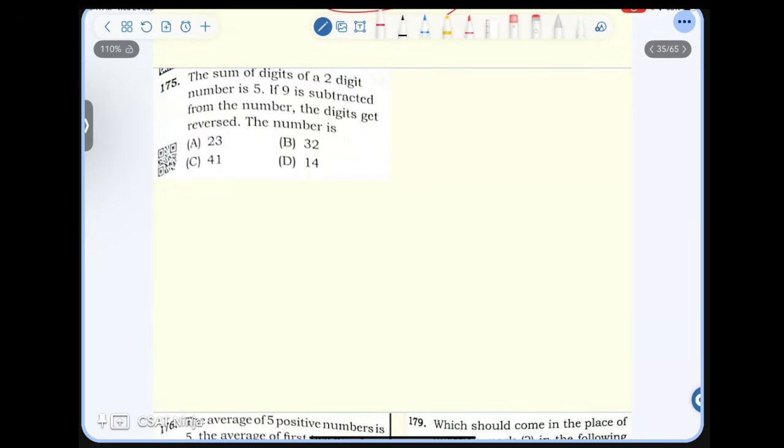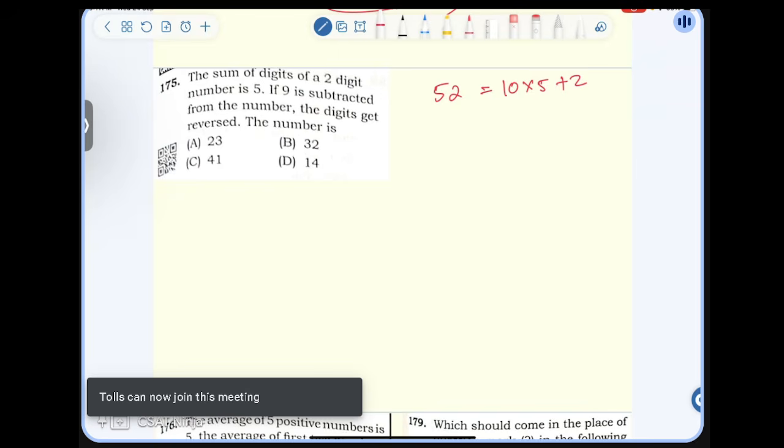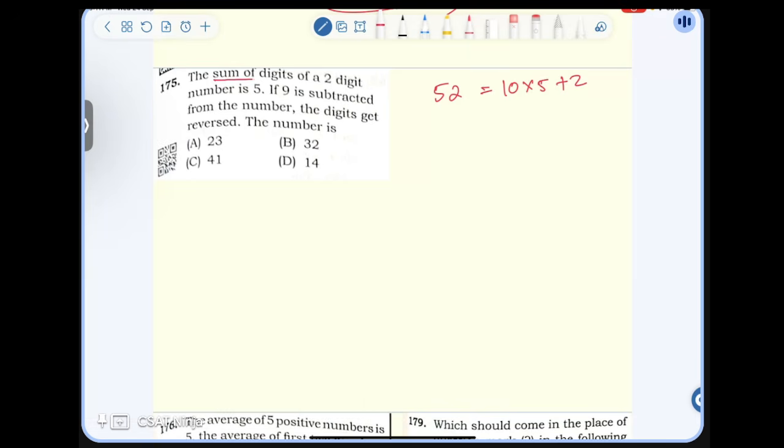Next. The sum of the digit of two-digit number is this one. Okay, before this, I'll explain one thing here. If you have a two-digit number, let's say 52, 52 can be written as 10 into 5 plus 2. That's how you can write. Now, same thing. The question says the sum of the digit of two-digit number. That means the digit here is 5 and 2.